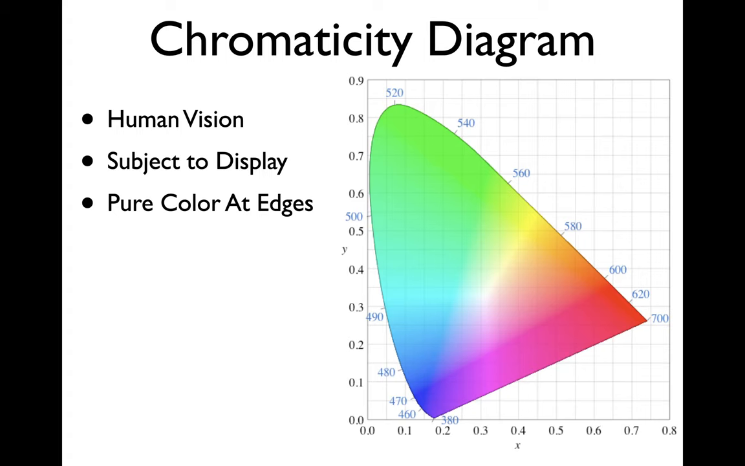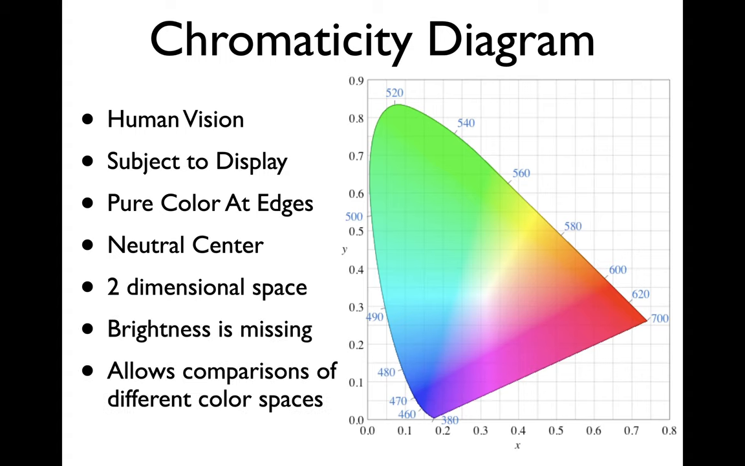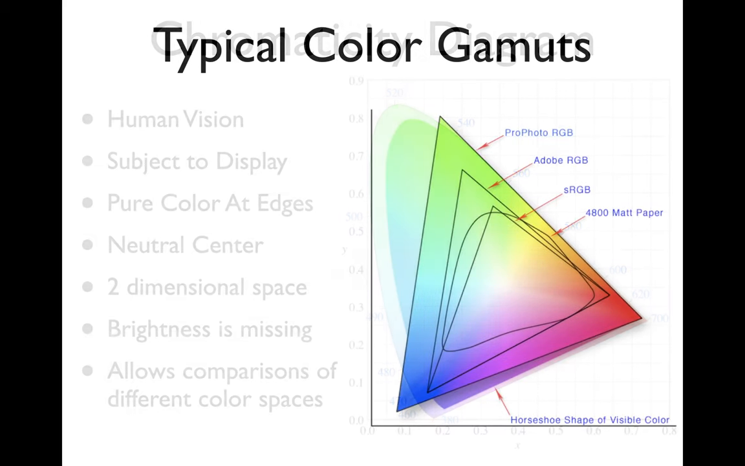This matters to us hugely when we're going from one space to another. Neutral is in the very center. This is a two-dimensional space. Again, brightness is what is missing in here. But this does allow us to compare different color spaces, and that becomes important to us.